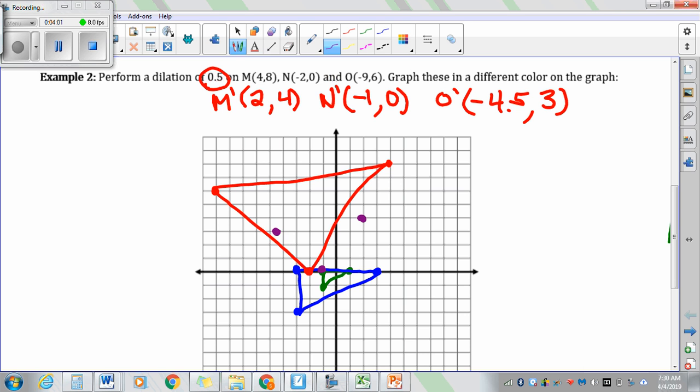You'll notice it's not always perfect, and sometimes you kind of have to finagle just a little bit. So in this case, the dilation made it smaller. I went from the red shape to the purple shape. The shape stays the same. It's still a triangle. The orientation stays the same. It's still got the pointy bit facing downwards. The only thing that changes is the size.